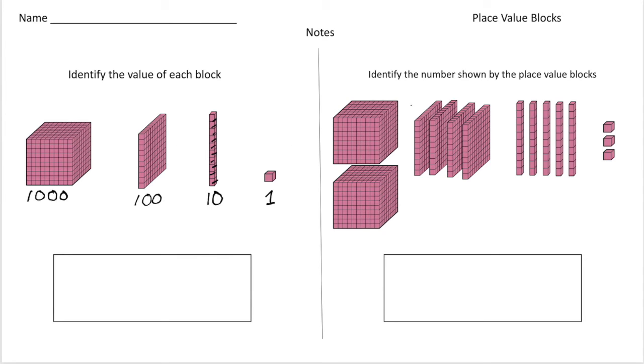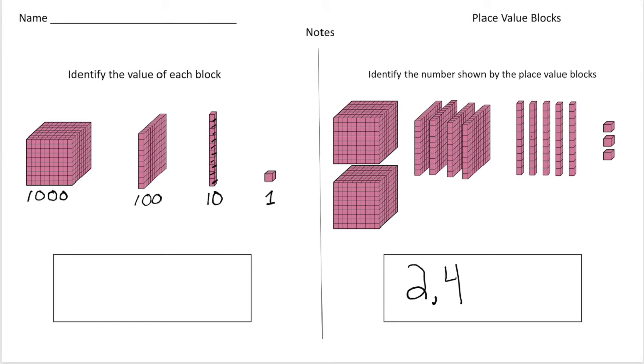So come on over here and let's identify the number shown by the place value blocks. So notice we have two groups of 1,000. So this is going to be 2,000. Let's put 2 here. And then we have 4 groups of the hundreds, so it's going to be 2,400.